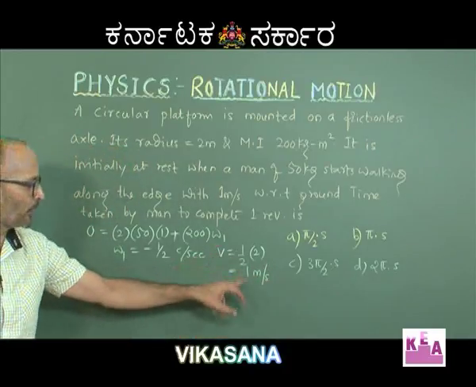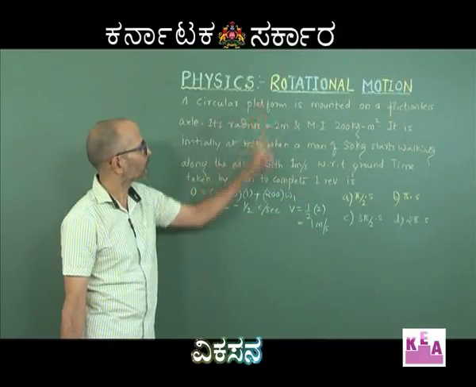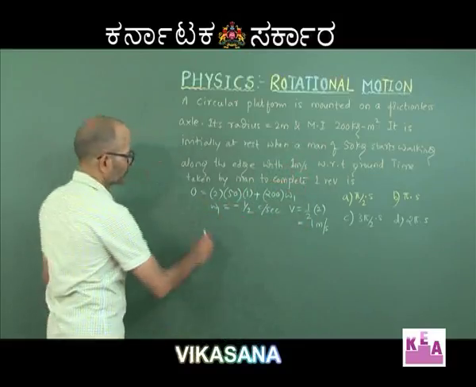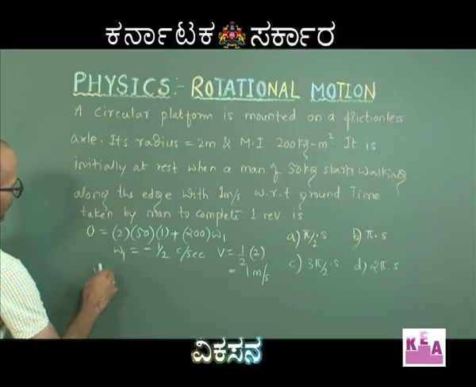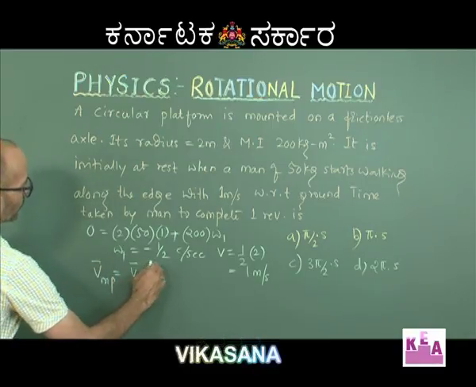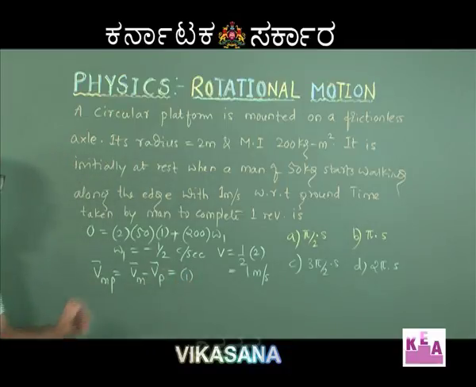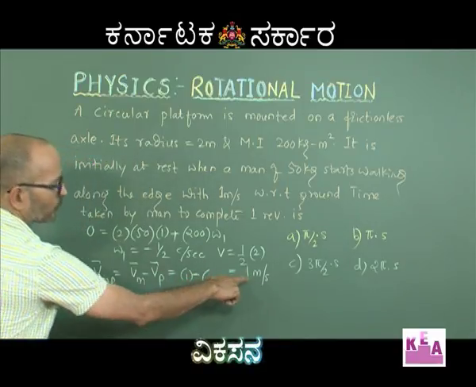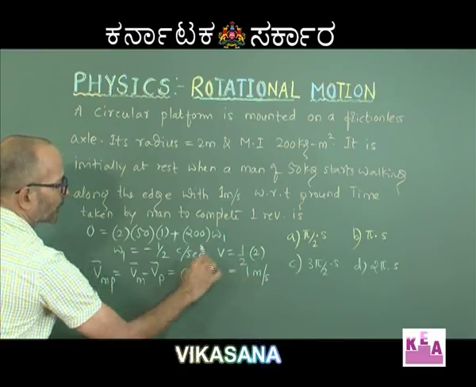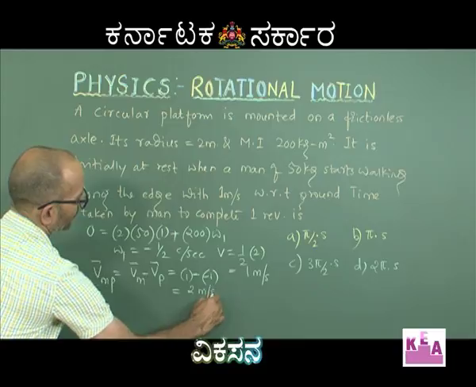So, this is the velocity of the point on the rim of the platform, right? Now, this is where the man is walking, and his absolute speed is 1 meter per second. So, velocity of the man with respect to the platform is velocity of the man minus velocity of the platform, right? Velocity of the man, which is in one direction, I have taken as positive, and that is 1, minus velocity of the platform at the point where the man is walking, which is also 1 meter per second, but in the opposite direction. So, that makes it 2 meters per second.